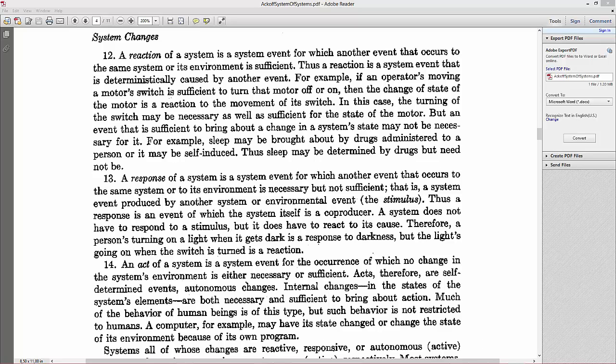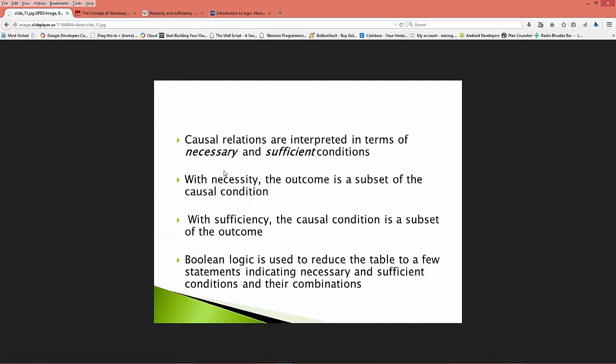In order to understand these concepts, it's going to be best to look at a couple of examples, because they can be confusing without clarifying exactly what is meant by both necessary and sufficient. In effect, Ackoff here, in summary, is talking about the nature of causal relationships, and these relationships are interpreted in terms of necessary and sufficient conditions. In summary, with necessity, the outcome of an event is a subset of the causal condition, while with sufficiency, the causal condition is a subset of the outcome. This leads us into the area of Boolean logic, and Boolean logic is a very important part of programming and really revolves around the basis of statements, conditional statements, if and then statements.